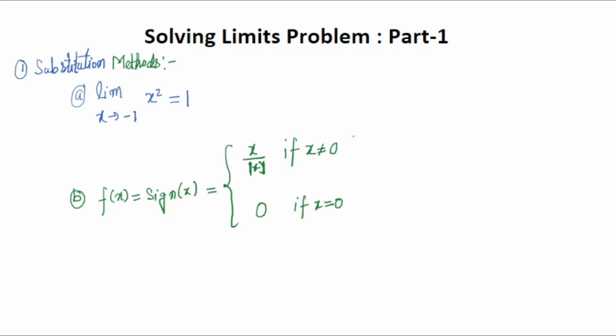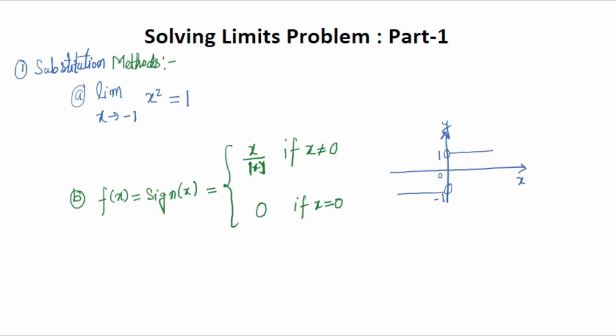For the substitution method, we need the function to be continuous. Let me draw the graph, then it is very easy to understand whether this is continuous or not. The graph of the sgn x function is like this: 1, and this is 0, and this is minus 1. So this is the graph for sgn x. This function is not continuous at x is equal to 0. There is a break in that function.